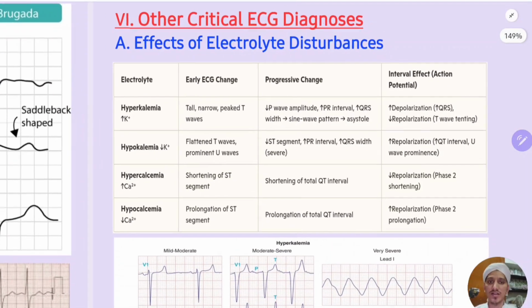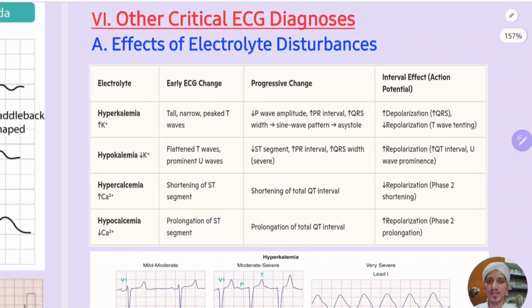As you are seeing here, the topic is other critical ECG diagnosis. We can divide it into 1, 2, 3: effects of electrolyte disturbances, effect of autonomic tone, and stress testing. So we'll look at those ECGs which are critical. First of all, these are very common.